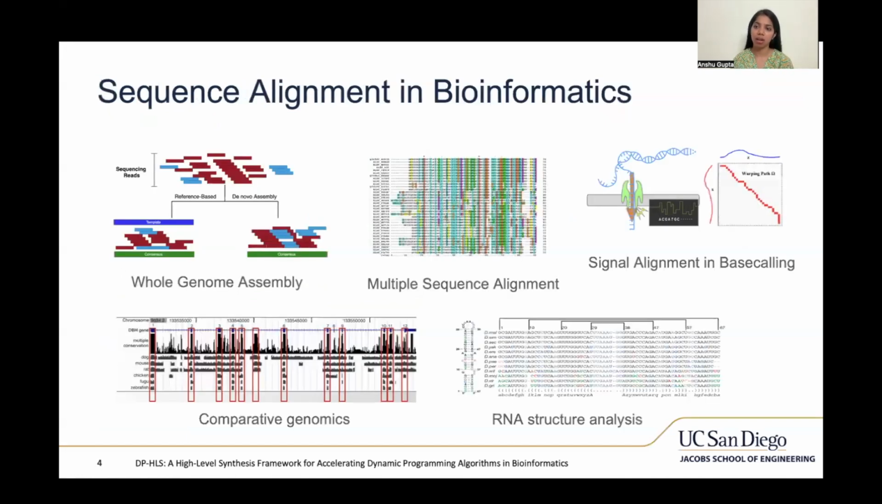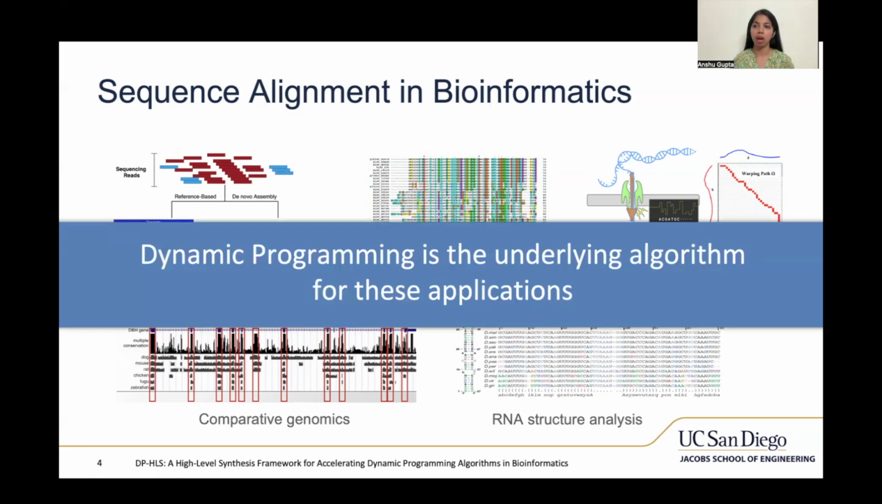In the field of bioinformatics, there are multiple applications which use sequence alignments, be it whole genome assembly to assemble short reads, or multiple sequence alignments used in phylogenetics, or in comparative genomics to compare multiple genomic data together, or if you want to align two signals used in base calling, or if you want to do RNA structure analysis. All of these algorithms use sequence alignment, and they have one thing in common, that is they all use dynamic programming as their main underlying algorithm.